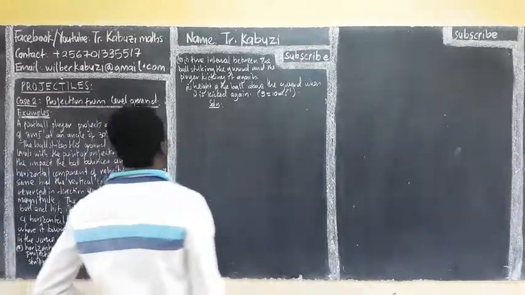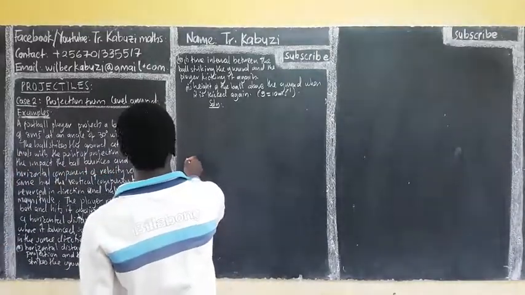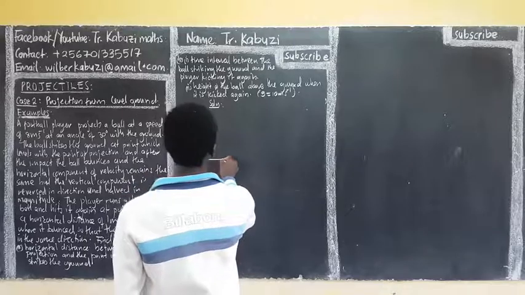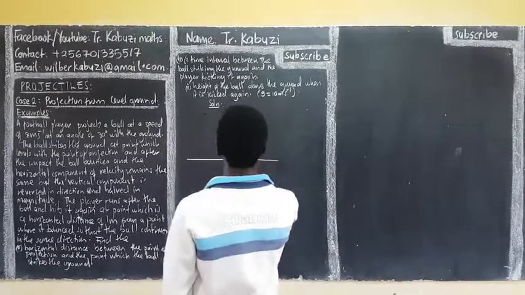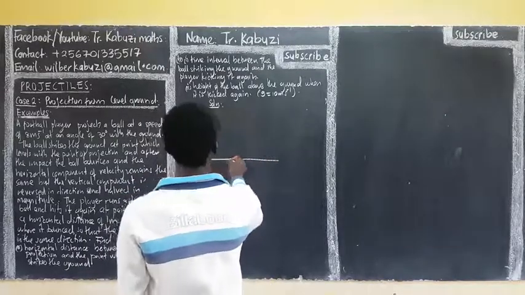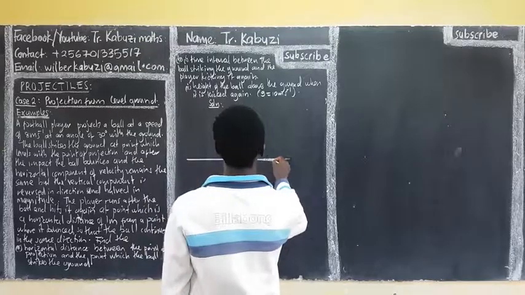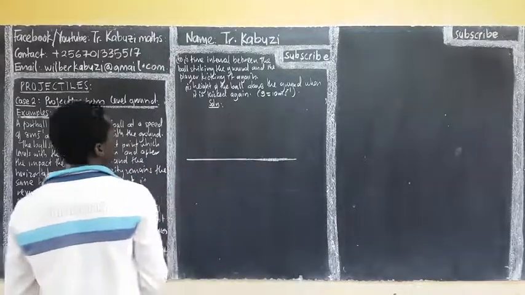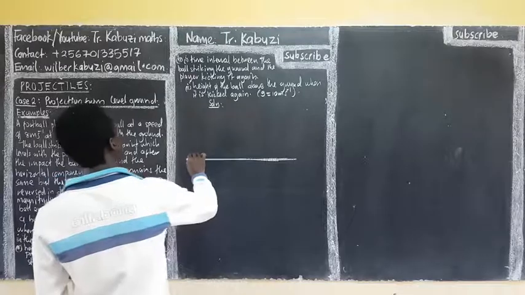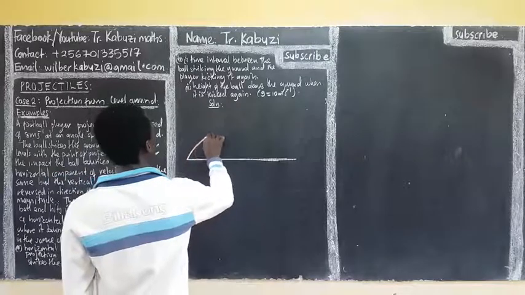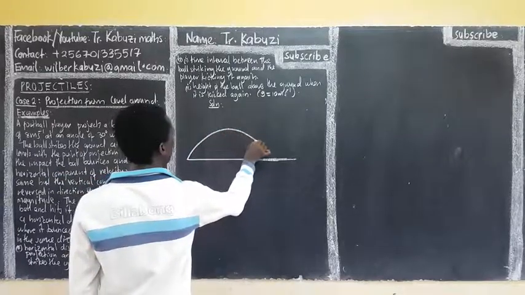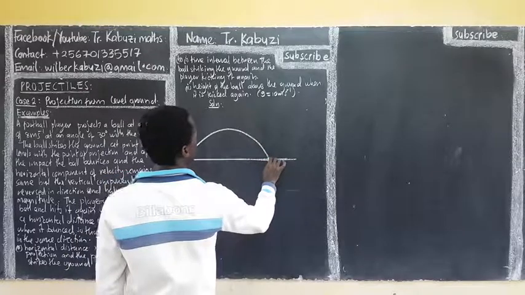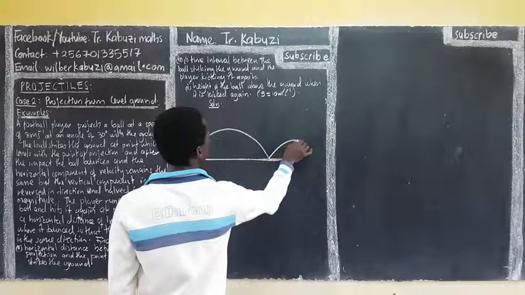So let us do this question. Let us sketch it. So we have someone, and this is our ground. We are going to assume this is going to be our level ground of the field. Now someone is striking a ball like this. It will come, then it will bounce. Then after, it bounces again.